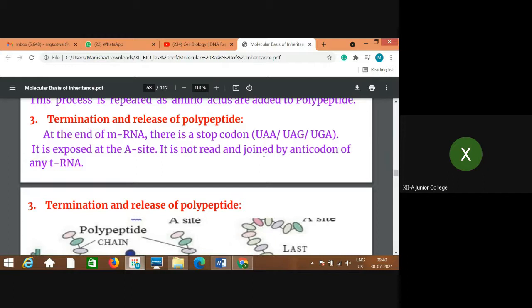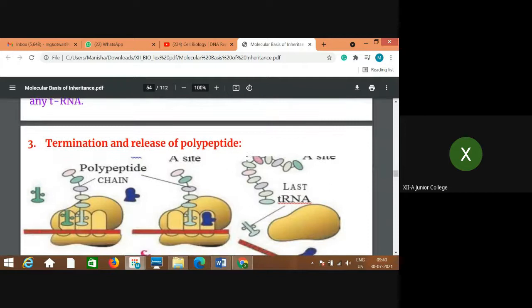And what is the start codon or initiation codon? AUG. And UAA, UAG, and UGA are the termination codons. It is exposed at the A site. It is not read and joined by the anticodon of any tRNA. So any tRNA will not come because it doesn't recognize any anticodon. That's why they are stop codons, or nonsense codons, or termination codons.